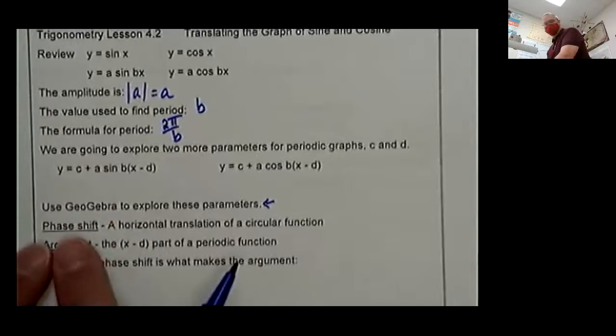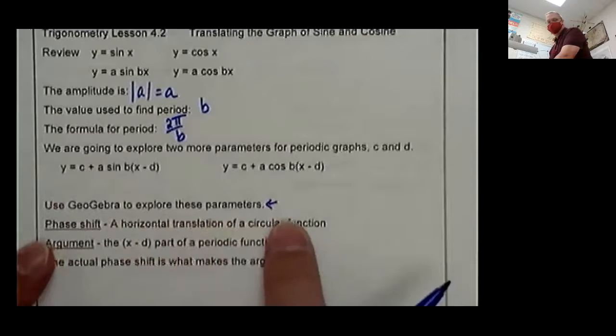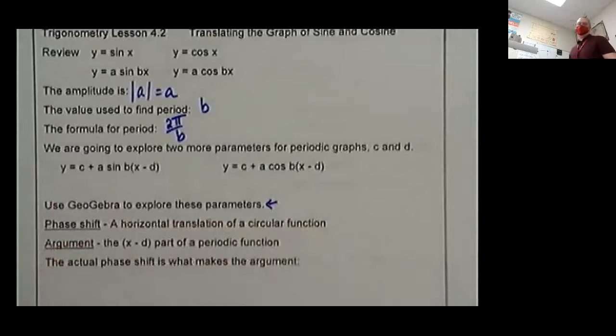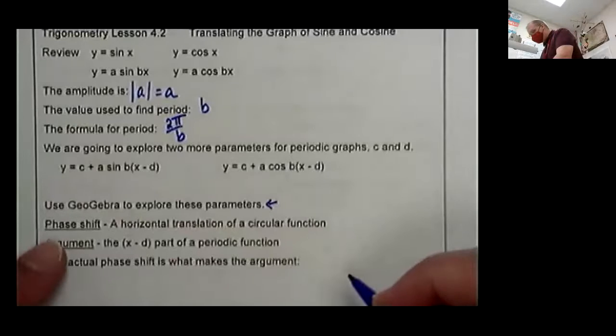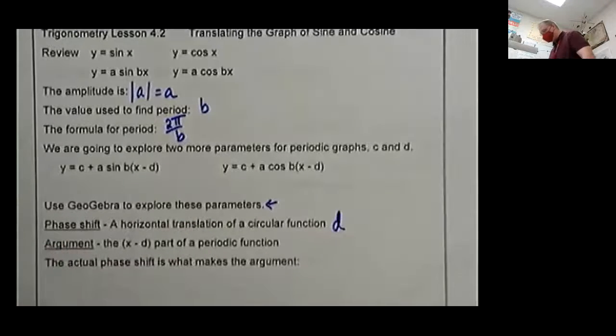We're going to define a phase shift as a horizontal translation of a circular function. In the last lesson, we looked at a horizontal stretch and shrink, and that was by changing the period. Now we're going to look at a horizontal shift. We're going to call that a phase shift, left and right. And that's going to be the value d. D is going to be the phase shift.